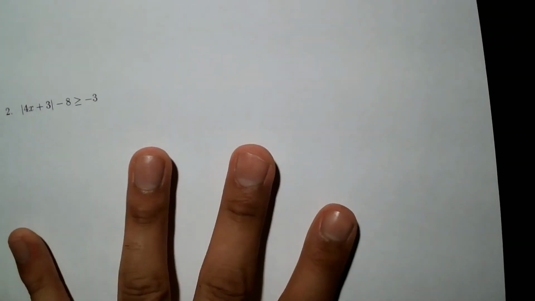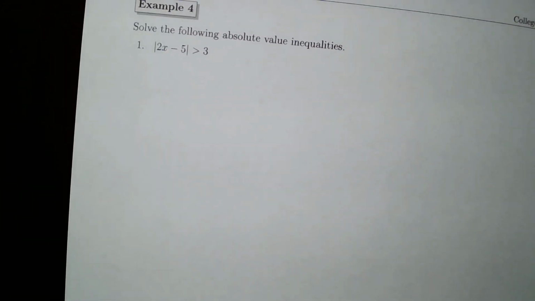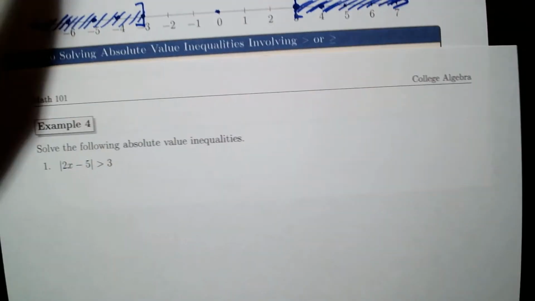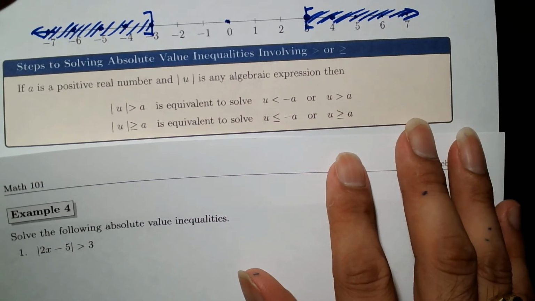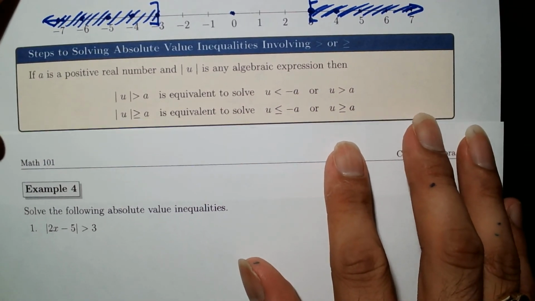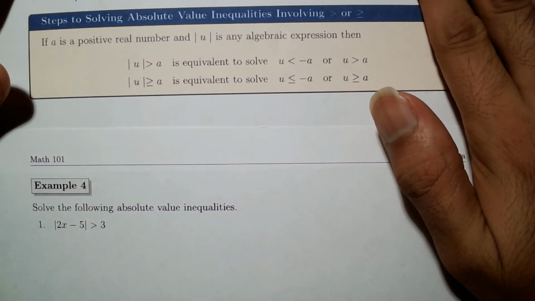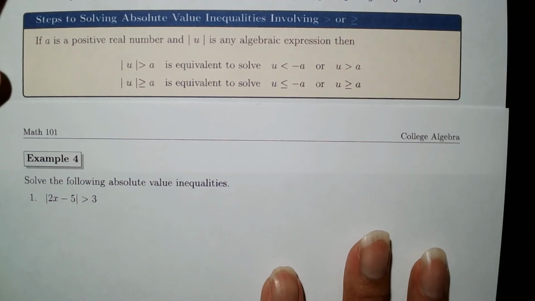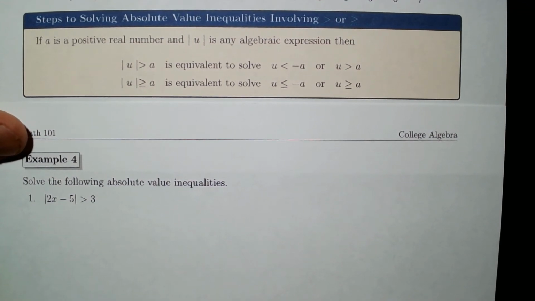So the first case, and I might leave this paper here as well for reference. All right, we are going to have the absolute value of 2x minus 5 greater than 3.